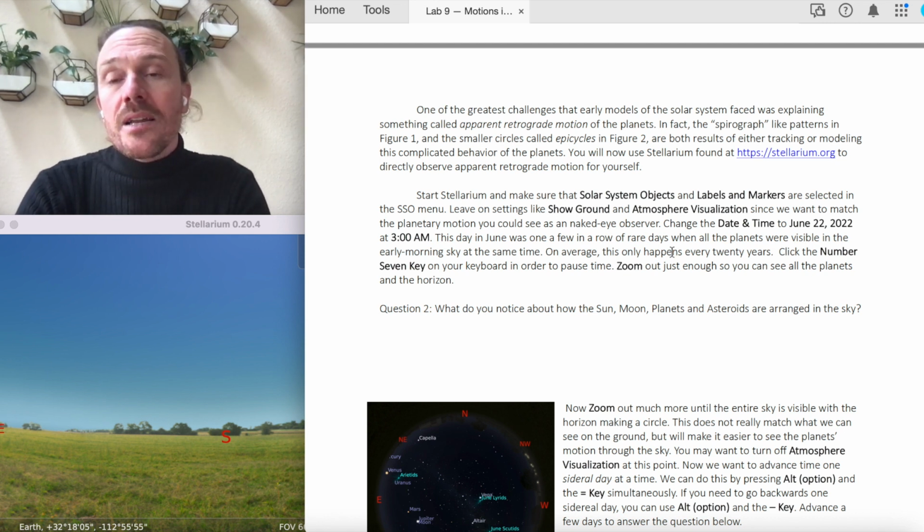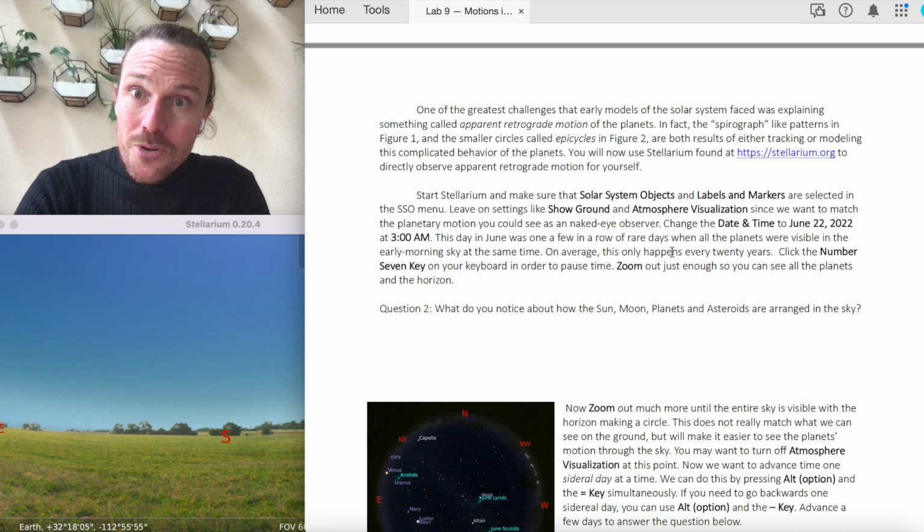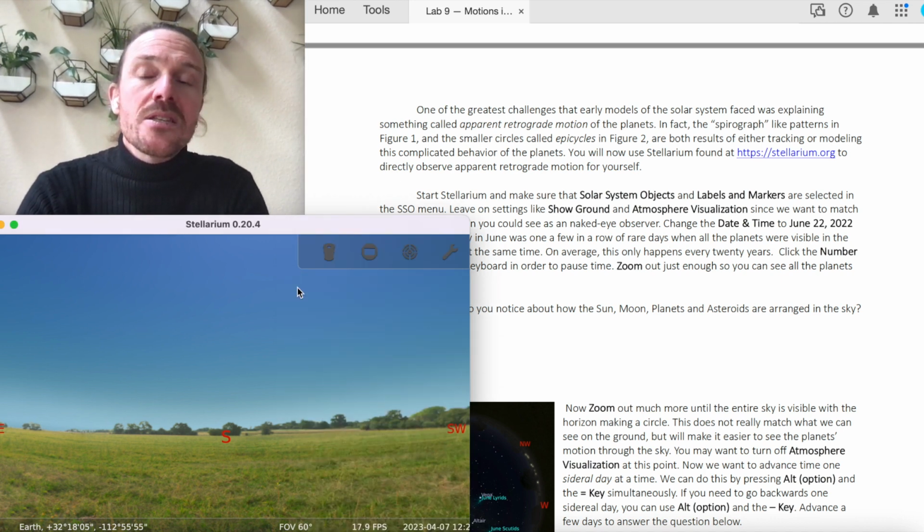I'll point out on a technical side of getting this lab to work for you, Stellarium can be run as an application or in the browser as a web-based application. Now, the thing is that the directions only directly apply to the downloadable version, which I have open right here. I say that because the controls are different in the web-based version, and it would take a whole other set of directions to exactly match that system.